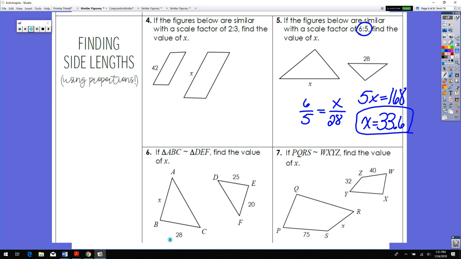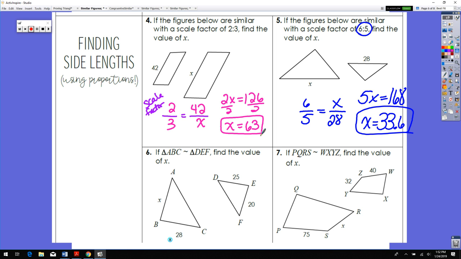So again, we're going to set up a proportion to solve. We're going to use our scale factor as our first thing, and then we'll set up our new pieces. It's 2/3, and the 2 is smaller, so we're going to go 42 on top with the smaller on top, because I'm going to go small on top, big on the bottom. Cross multiply, I get 2x equals 126. Divide both sides by 2. I get x is equal to 63.